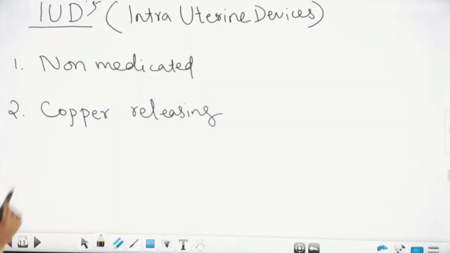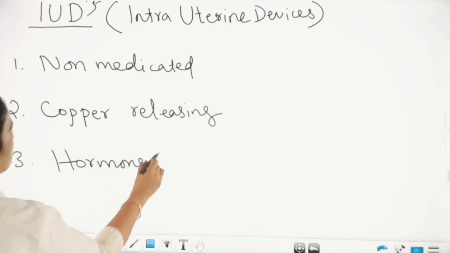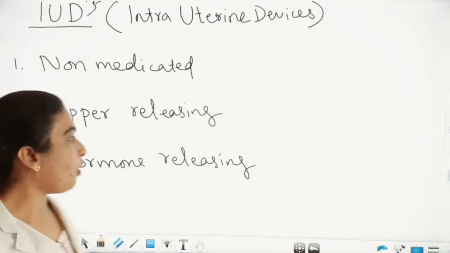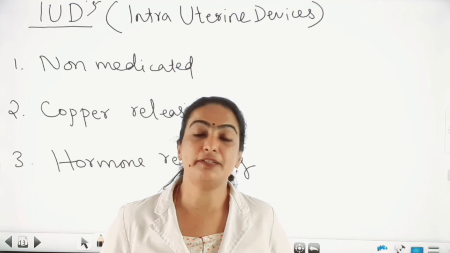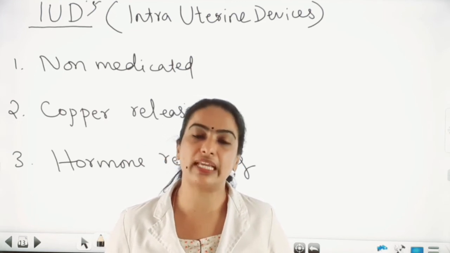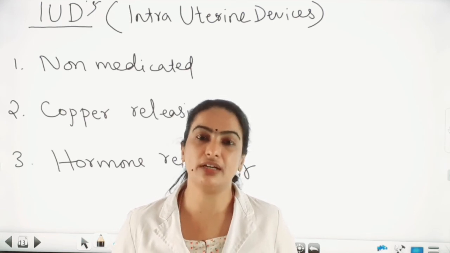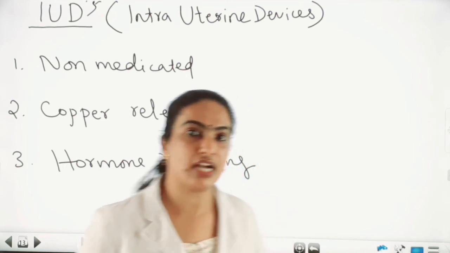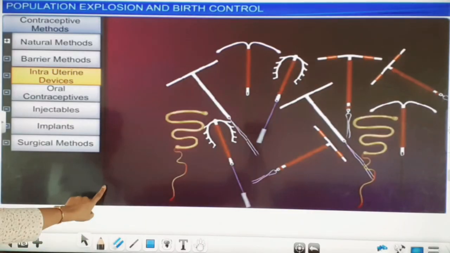And the third one is hormone releasing IUDs. In the female reproductive tract, these make the uterus unsuitable for implantation and make the uterus inhospitable to the sperm also. So is it clear about the IUD method? Now I will show you the video. You can see the video of IUDs.